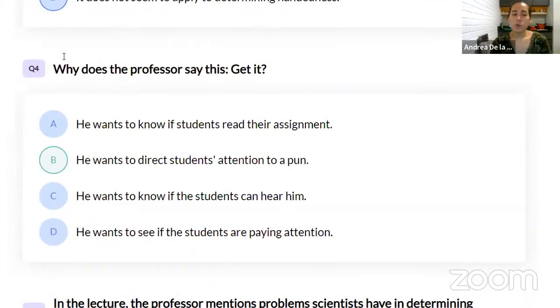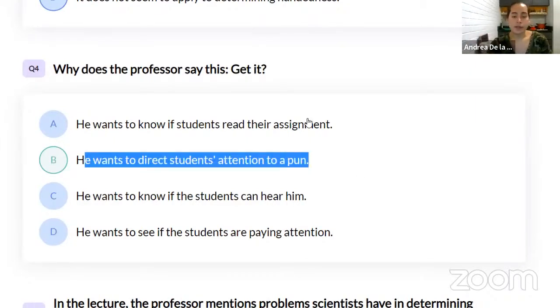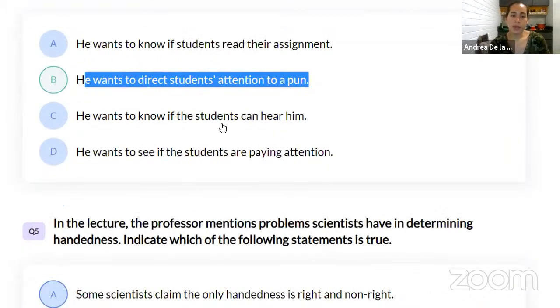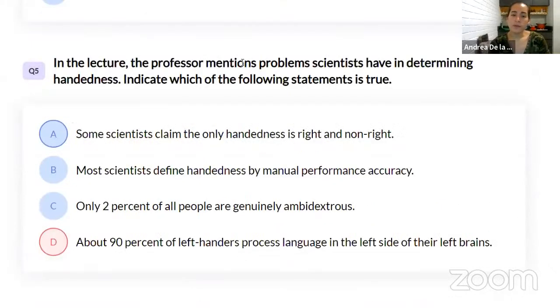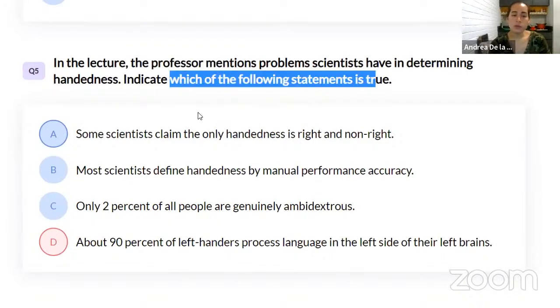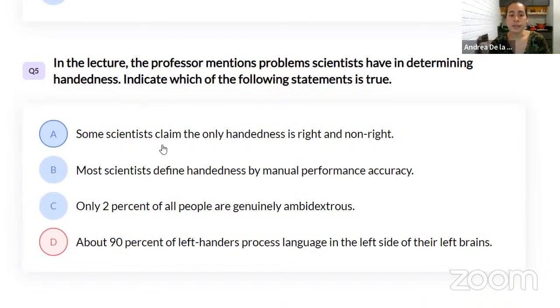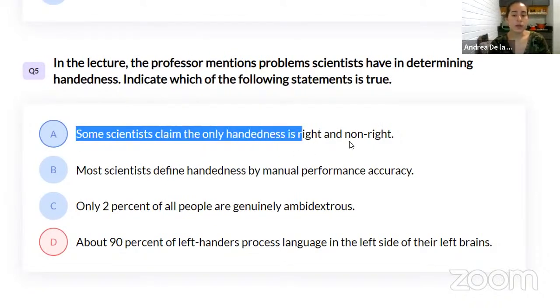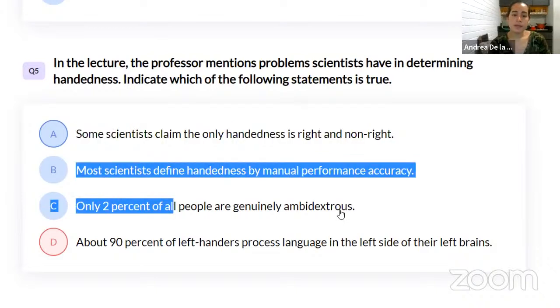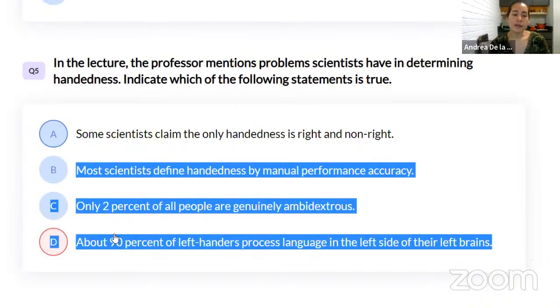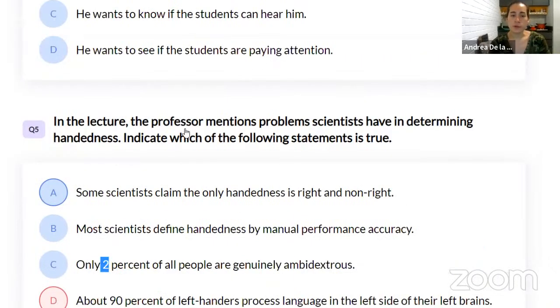Now, question 4 says, why does the professor say this? Get it. And yes, he was right. He wants to emphasize or reinforce that joke he did. And finally, question 5. In the lecture, the professor mentions problems scientists have in determining handedness. Which of them is true? It was A. Some scientists claim the only handedness is right and not right. These are not problems, right? And they have incorrect information.